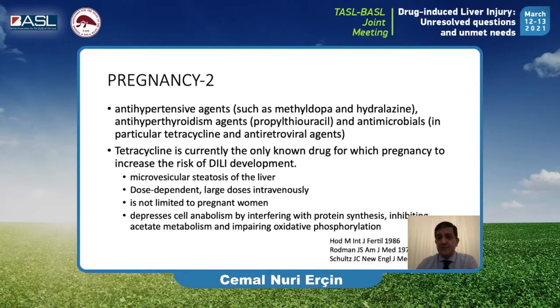Information on DILI in pregnant women is mainly restricted to antihypertensive agents such as methyldopa and hydralazine, antithyroid agents such as propylthiouracil, and antimicrobials, in particular tetracycline and antiretroviral agents. Tetracycline is currently the only known drug in pregnancy to increase the risk of DILI development. Tetracycline can cause microvesicular steatosis of the liver, in particular after taking large doses intravenously. Hepatotoxicity due to tetracycline, however, is not limited to pregnant women but has been reported in men. Tetracycline depresses cell anabolism by interfering with protein synthesis, inhibiting acetate metabolism, and impairing oxidative phosphorylation.